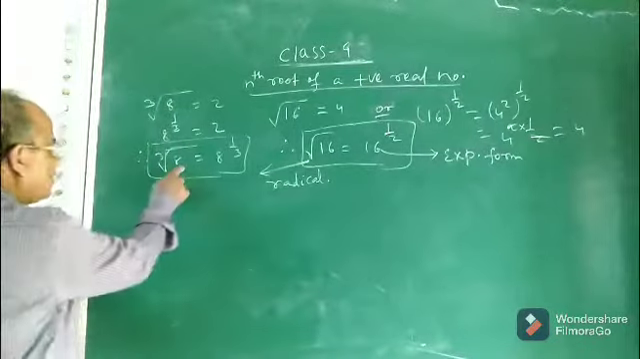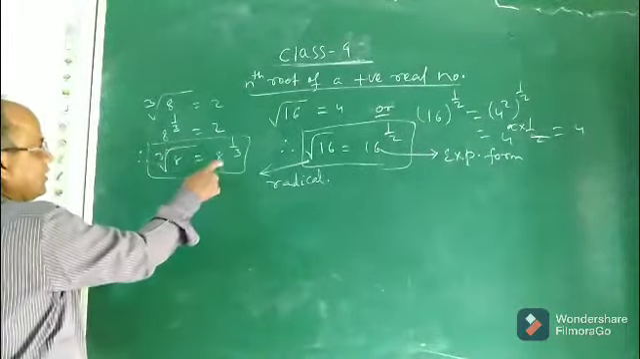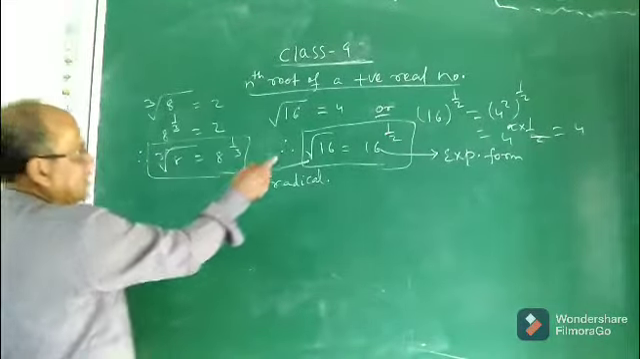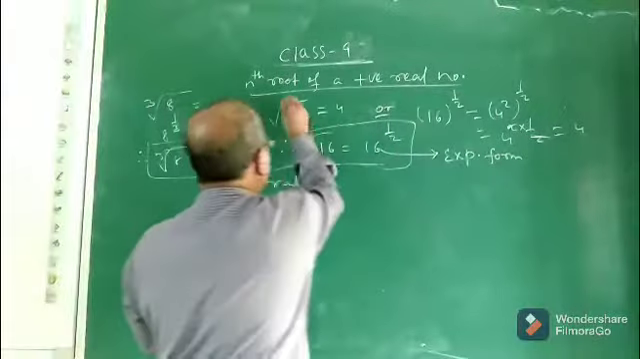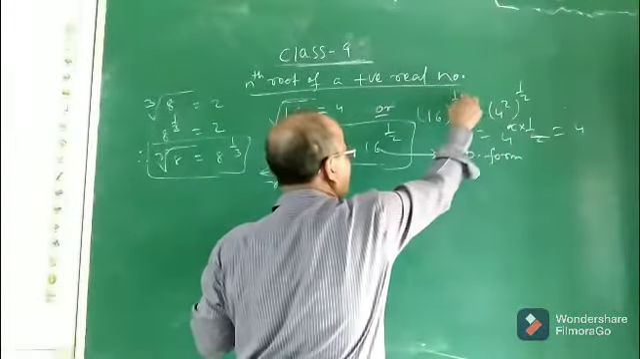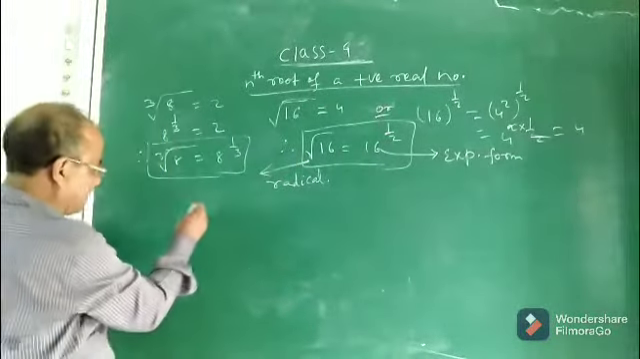Now square root of 16: the answer is 4, or 16 to the power 1 by 2 is 4. Square root means that in exponential form, the power will become 1 by 2. Okay. Now I am giving another example.